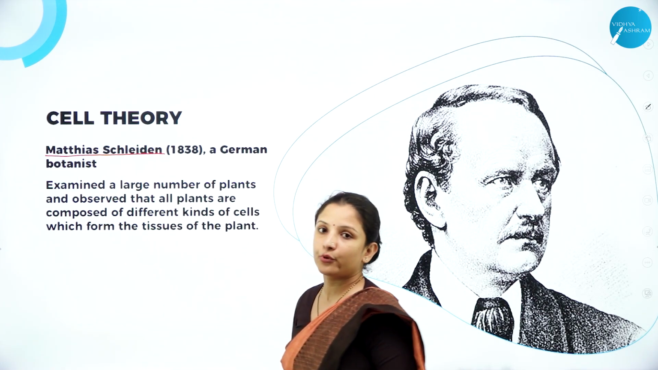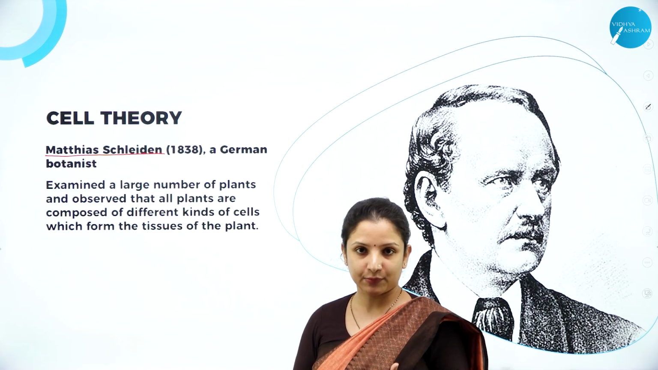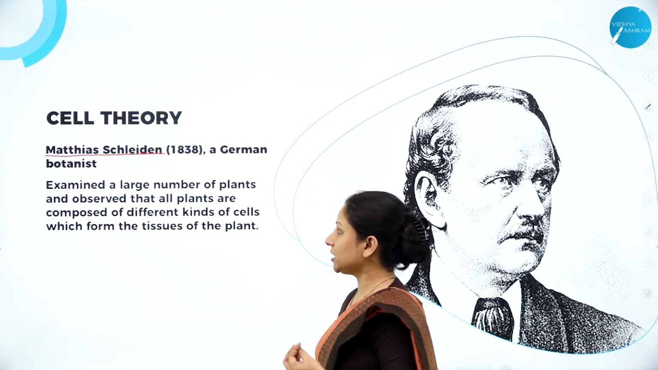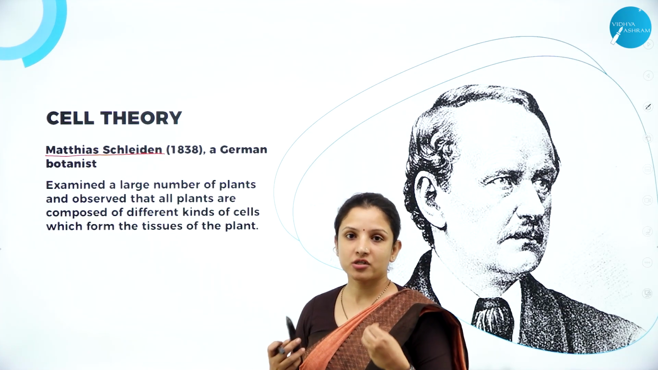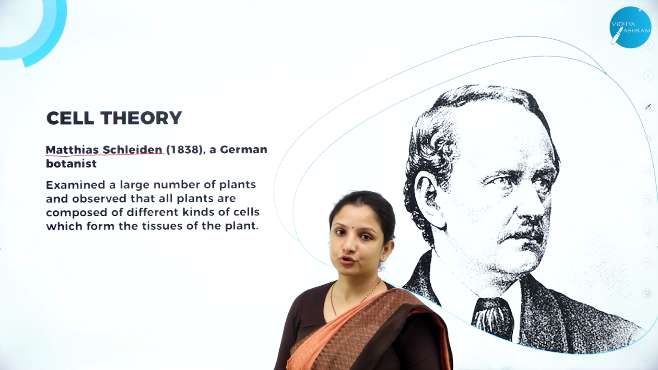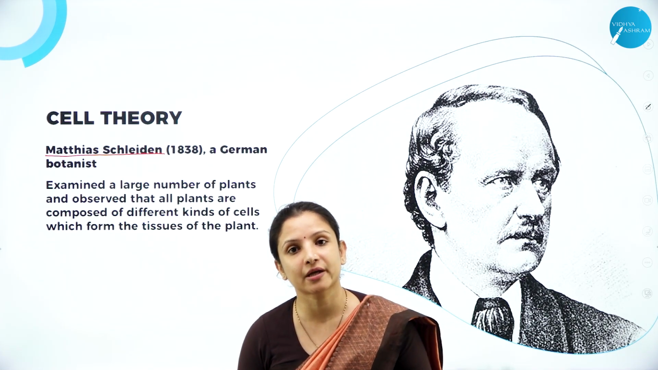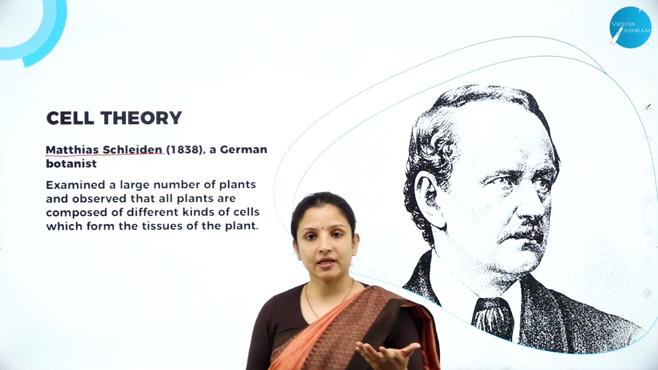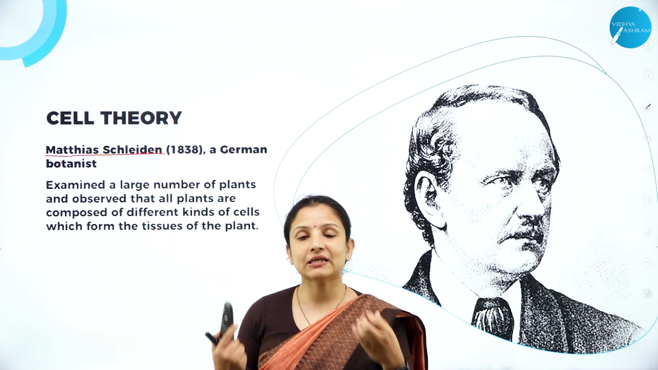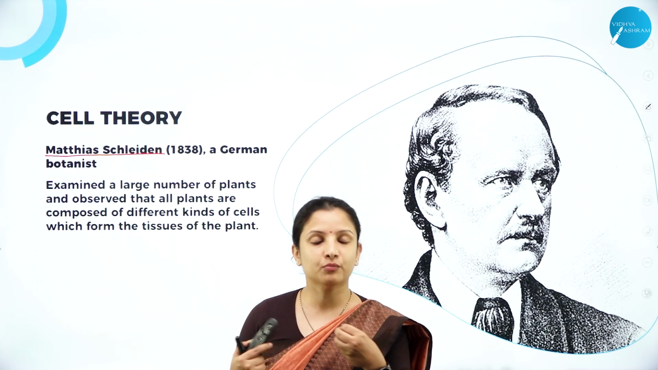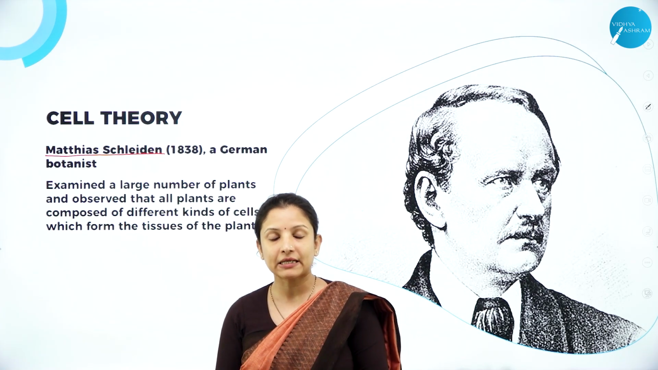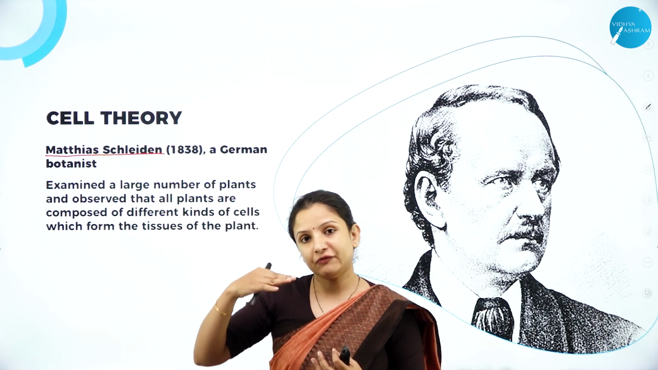He is a German botanist, that is a person who studies plants, and he is from Germany. In the year 1838, he examined a large number of plants and observed that all plants are composed of different types of cells. That is true, right? Because you would have learnt in the anatomy of flowering plants, the chapter wherein you studied the anatomy of the dicot and monocot root, stem, leaf and all that. They are composed of different types of cells.